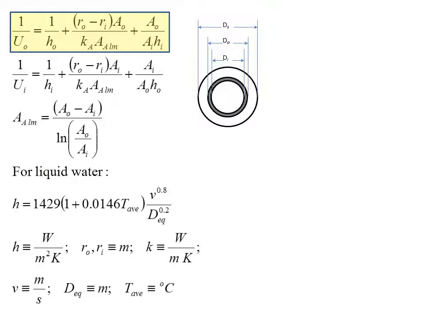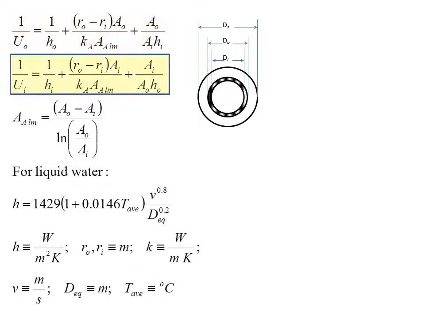If you look on the outside surface area of the tube, our overall heat transfer resistance, which is 1 over U sub 0, is 1 divided by the film heat transfer coefficient on the outside of the tube, plus the resistance of heat transfer based on the tube material itself, and that will be equivalent to the thickness of the material, which is R0 minus RI, or outside radius minus inside radius, the area of heat transfer, A sub 0, divided by the thermal conductivity of the tube material, K sub A, and a log mean area, A sub A log mean. And then we also have a resistance to heat transfer on the inside of the tube, and that will be equal to the outside surface area, A0, divided by the inside surface area, A sub I, and the film heat transfer coefficient, H sub I.